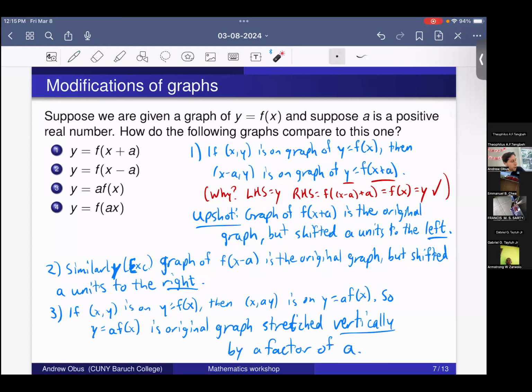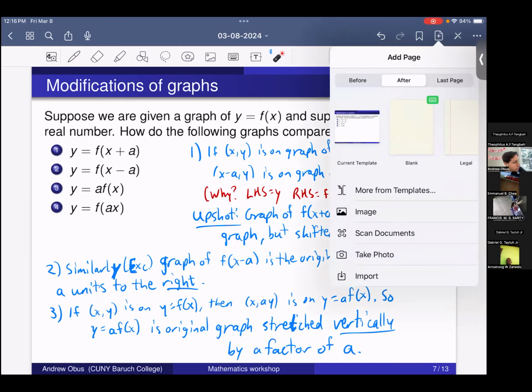Okay, so this is not so surprising. If I multiply f of x by 2, then everything gets stretched vertically by a factor of 2. It's the original graph stretched vertically by a factor of a, because instead of having the points xy, we now have the points x comma ay. All the y values are multiplied by a. Okay, so that one's pretty straightforward. Number 4 is a little less straightforward. I'll need a new page to do number 4.